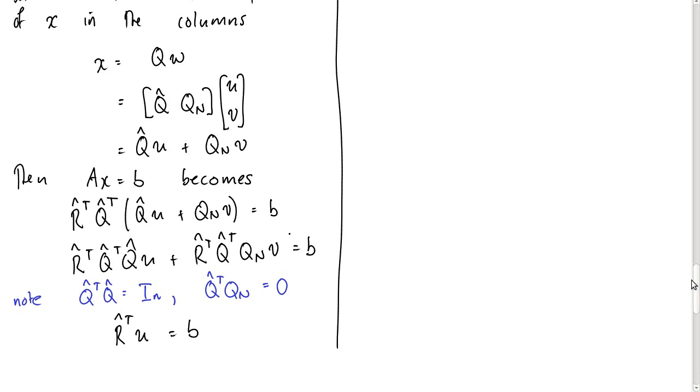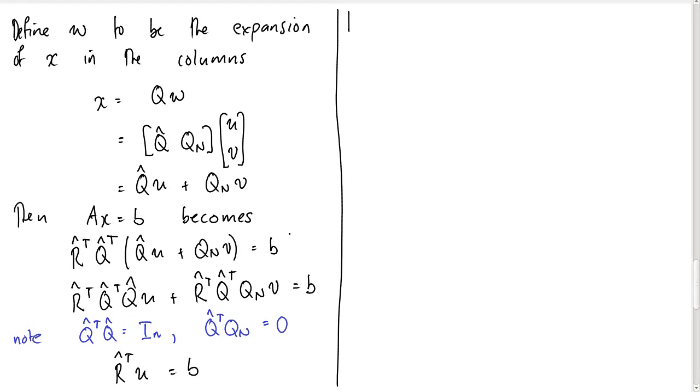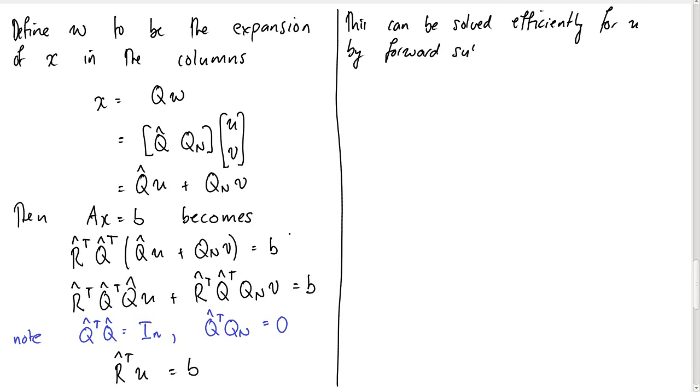This can be solved efficiently for u by forward substitution. Just like back substitution, except R hat transpose is lower triangular, so you start at the top instead of at the bottom. So that determines what u must be.